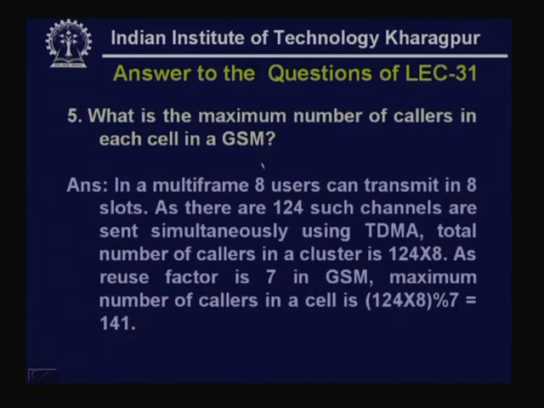Fifth question was what is the maximum number of callers in each cell in a GSM? As you know, in a multi-frame used in GSM, 8 users can transmit in 8 slots, and there are 124 such channels which are sent simultaneously using TDMA. So, the total number of callers in a cluster is 124 into 8, and as the reuse factor is 7 in GSM, the maximum number of callers in a cell is 124 into 8 by 7, that is roughly equal to 141 or 140.